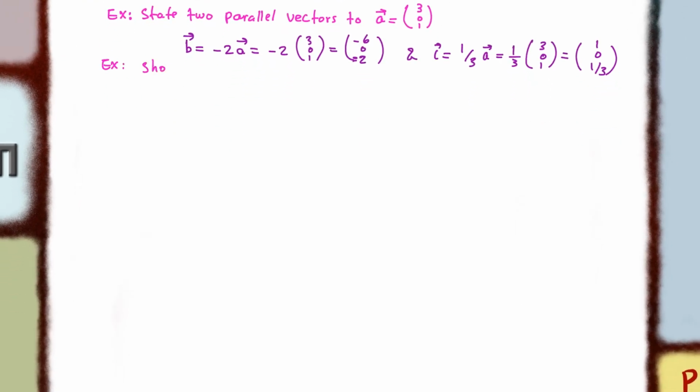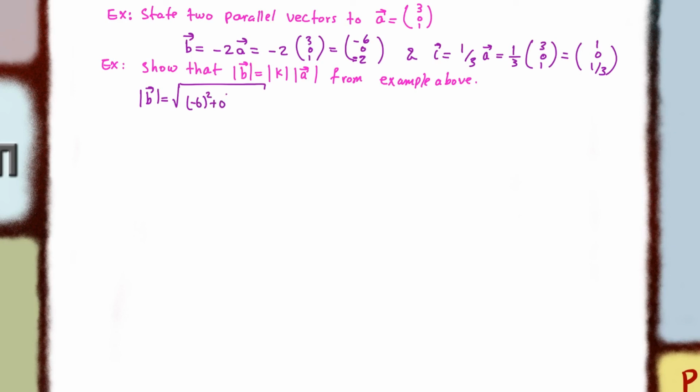Let's do another example, so that the magnitude of vector b is equal to the absolute or modulus value of k multiplied by the magnitude or size of vector a from the example above. And we know that in this case, the magnitude of the vector is equal to the square root of the x component squared plus y component squared plus the z component squared. And putting all the values in from the previous example, we get square root of 40, or simplified to 2 root 10 as the magnitude of b.